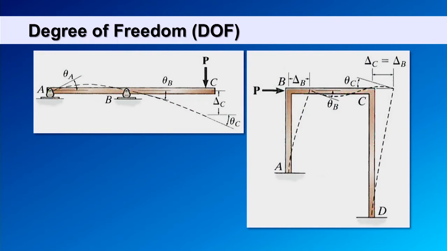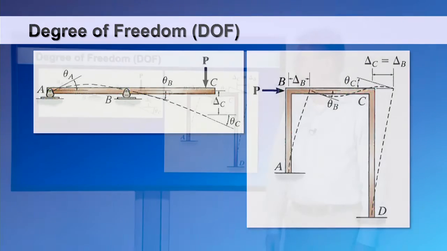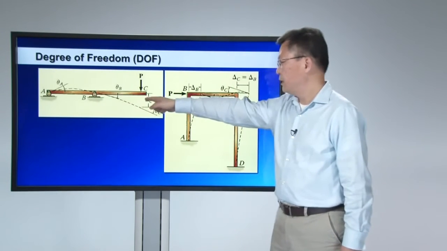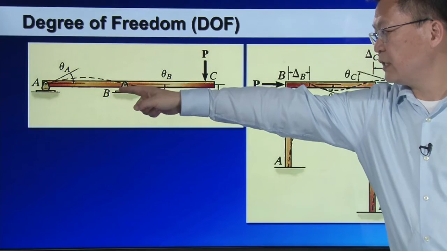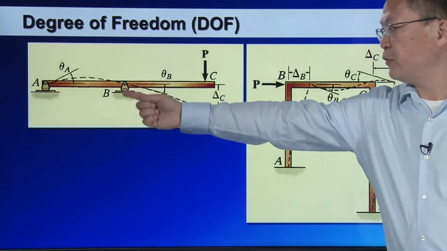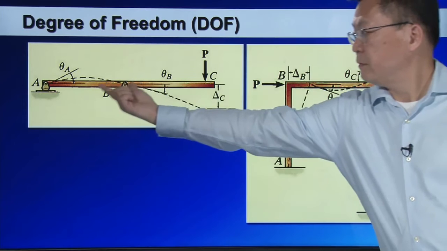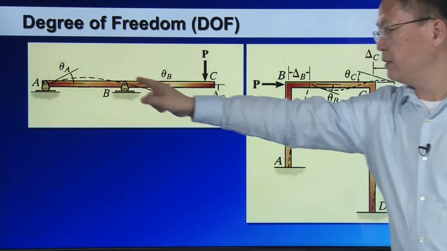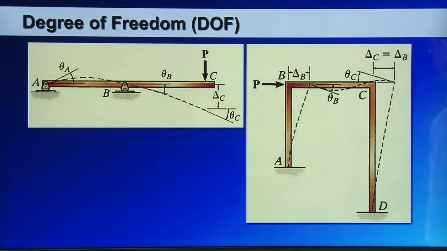These are 2 more examples to illustrate how you select degrees of freedom. For instance, this is a beam with a hinge support and a roller support. I decided to use 2 elements to model the beam: element 1, element 2, so nodes A, B, and C.